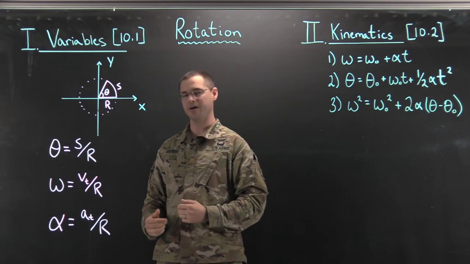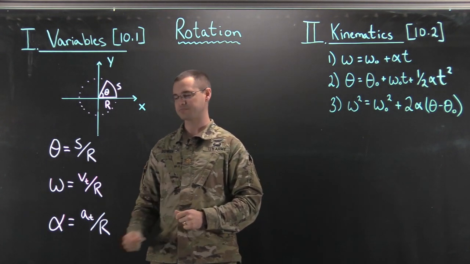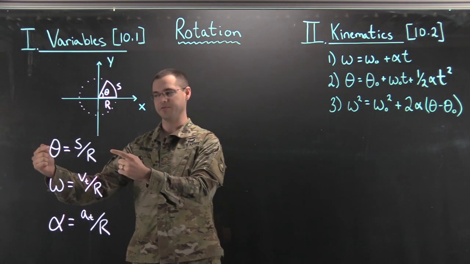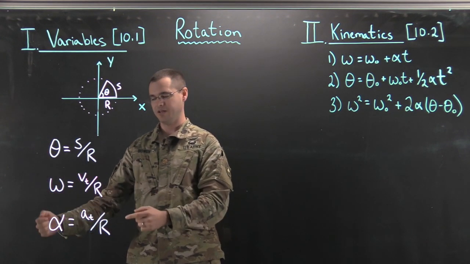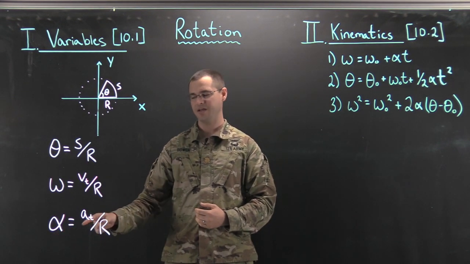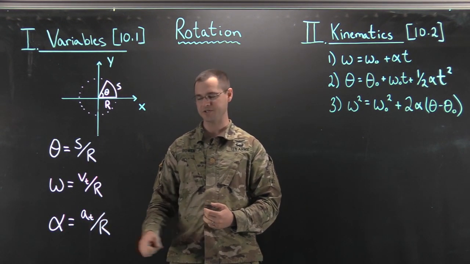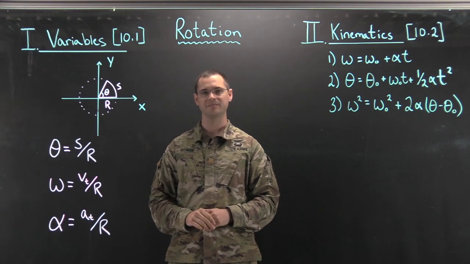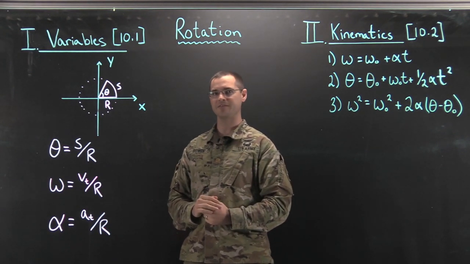Now, for our angular acceleration, we take a second derivative of our angular displacement to get the relationship between our angular acceleration and our tangential acceleration divided by the radius. Now let's look at the directions of these.